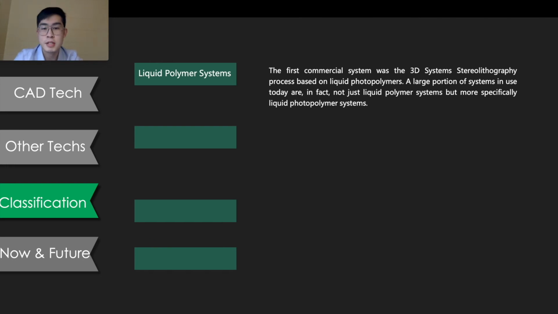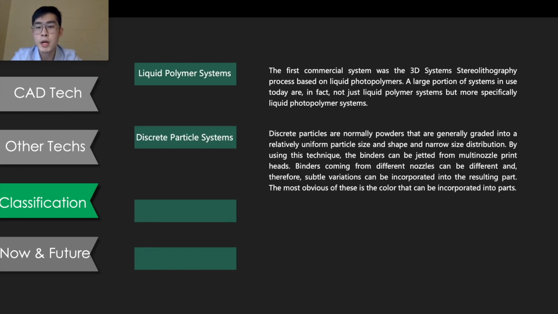Liquid polymer systems. The first commercial system was the 3D Systems process based on liquid photopolymers. A large portion of systems in use today are in fact not just liquid polymer systems, but more specifically liquid photopolymer systems.